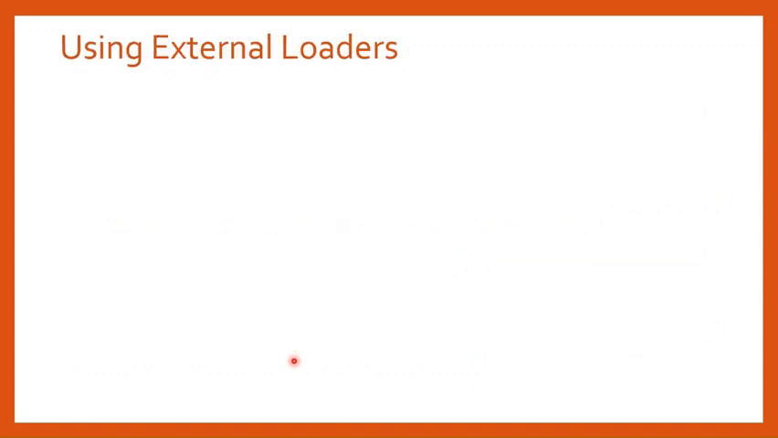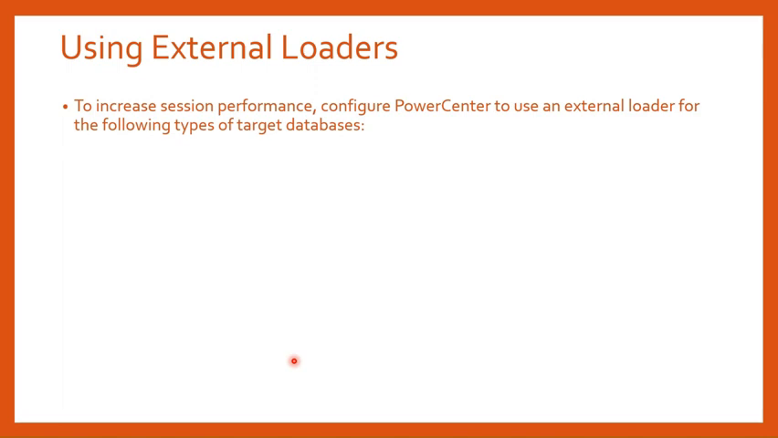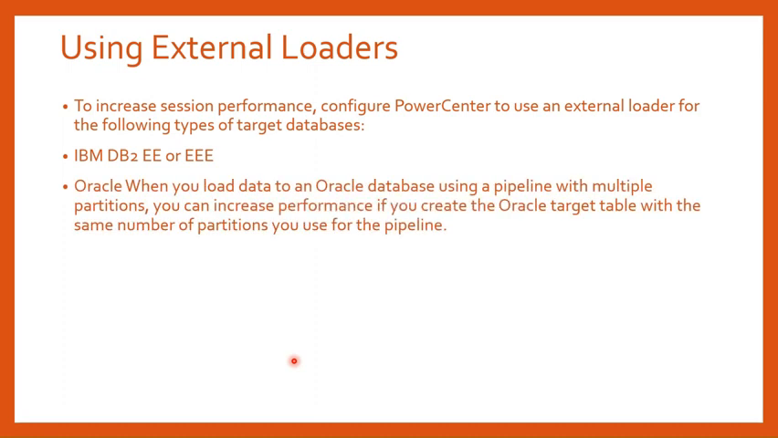Next, using the external loader. What is the external loader? To increase session performance, configure PowerCenter to use an external loader for the following types of target databases: IBM DB2 and Oracle. When you load data to an Oracle database, you can use a pipeline with multiple partitions.